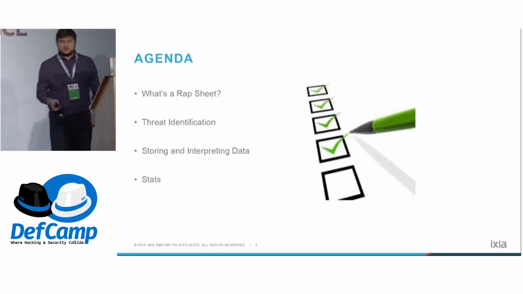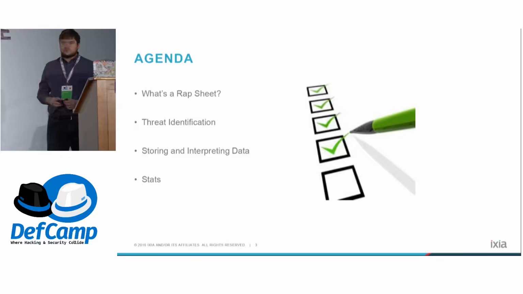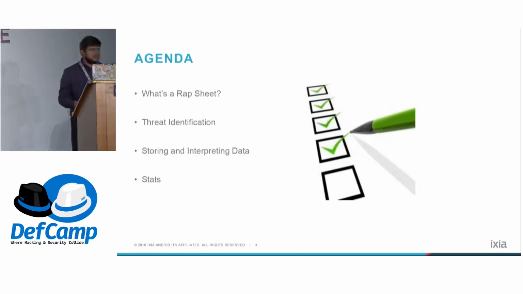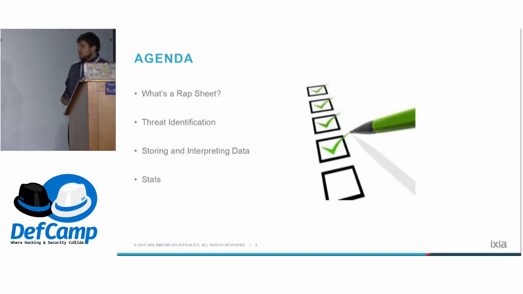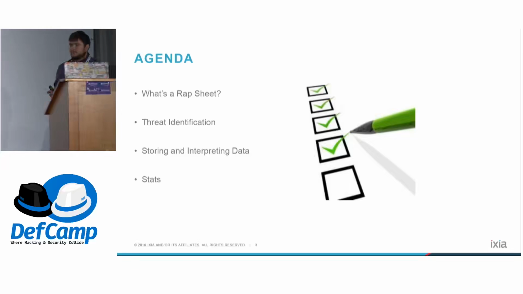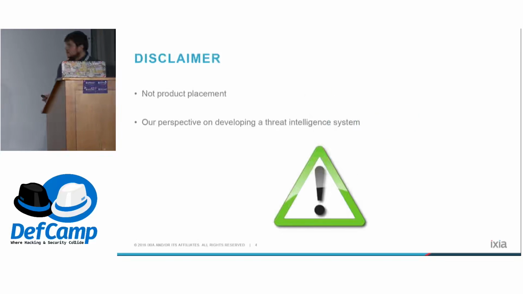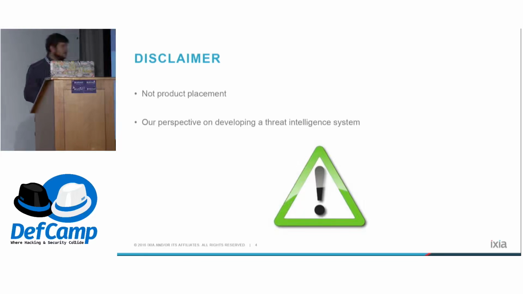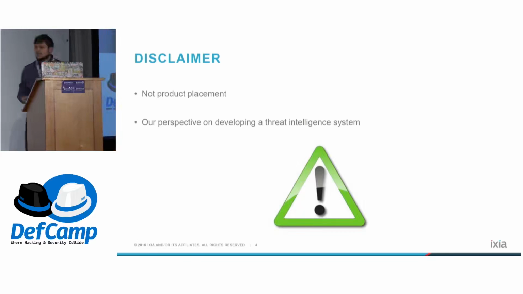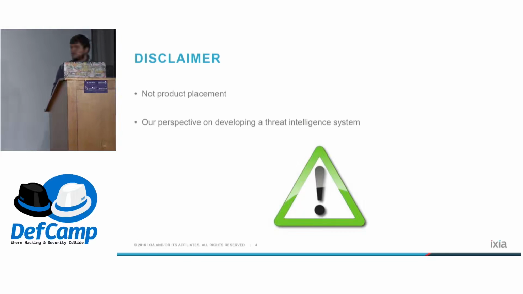So first of all, a quick overview of our agenda. First we'll talk about what the Rapsheet is, what we understand by the term, since it's something we've been using internally. Then I'll explain how we do threat identification for our database. Dragos will walk you through the engineering part, and in the end he will present some stats. Quick disclaimer: we're not presenting a product or anything here. All we want to do is present our experience building a threat intelligence system from scratch, some lessons learned and similar, okay?